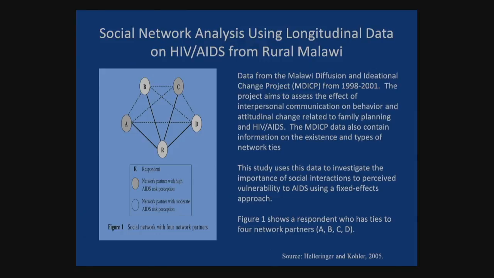So this is another study, but done by the same team, that illustrates the kind of work that you can think of. So this is social network analysis using longitudinal data on HIV/AIDS from rural Malawi. And this is talking about the diffusion of people's sense of risk and attitudinal change related to family planning and HIV/AIDS. So here, this is a very good example of what a network looks like. The person at the bottom is a respondent, and that's the person who, say, is in the study. And this is the people that he or she knows. And if we ask each of those people what are their attitudes towards family planning, what are their attitudes towards multiple partners, anything like that, you can start to understand how the spread of both attitudes and transmission for a sexually transmitted disease might happen.